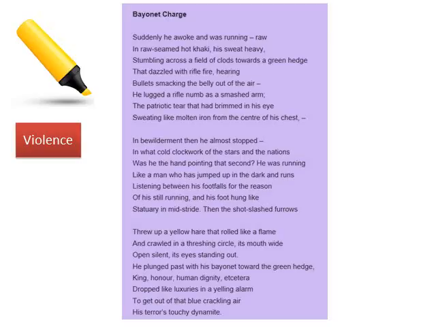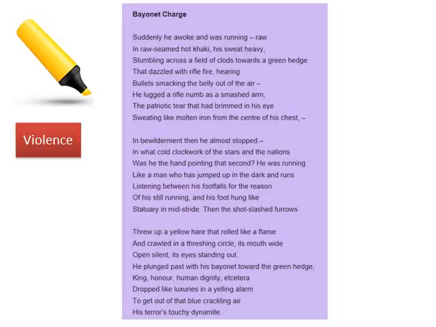In bewilderment then he almost stopped. In what cold clockwork of the stars and the nations was he the hand pointing that second? He was running, like a man who has jumped up in the dark and runs, listening between his footfalls for the reason of his still running, and his foot hung like statuary in mid-stride.